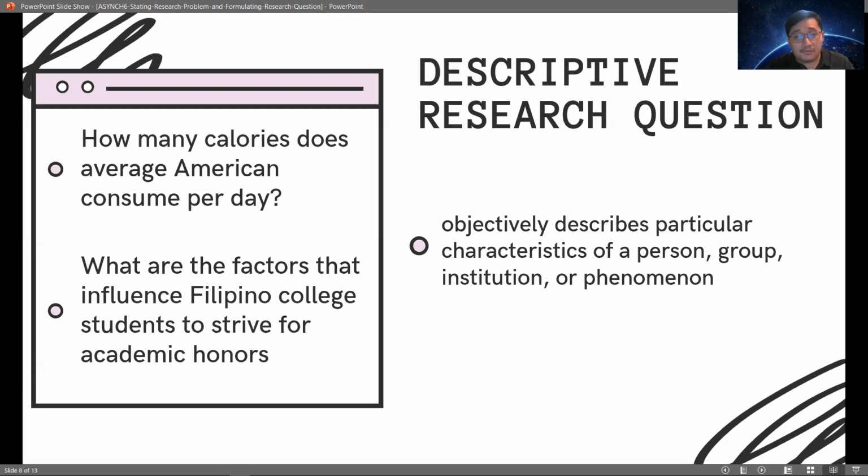One example of descriptive research questions is the demographic profile. So let's say if you're going to ask for the demographic profile of your respondents, age, biological sex, those are considered as descriptive research questions. On your left, you have there other samples of descriptive research questions. You will encounter these kinds of questions if the study that you're going to do is a descriptive study.